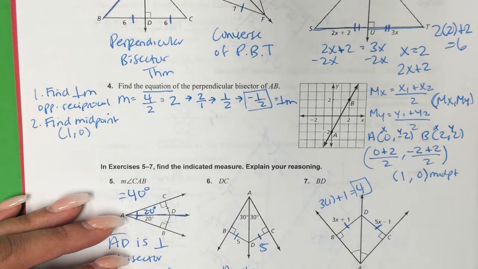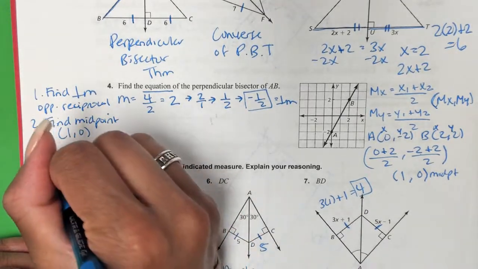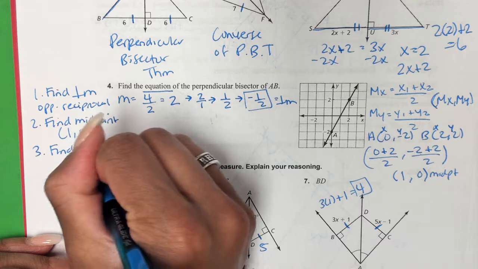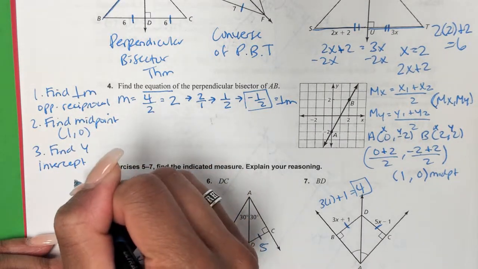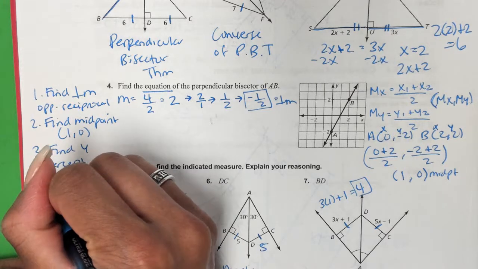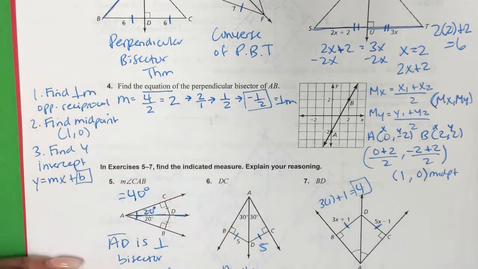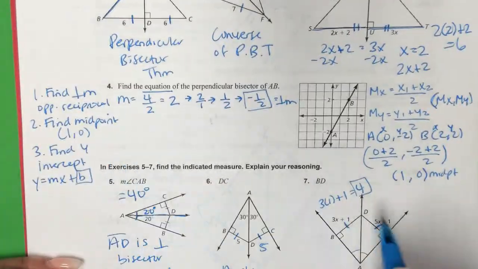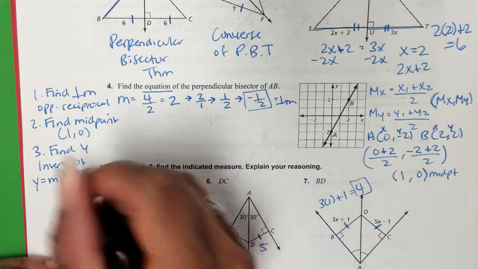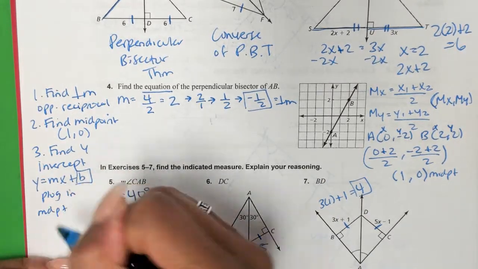So now my third step is to find the y-intercept. And the y-intercept is b in your slope formula. So I have y equals mx plus b. I need to find b to have my full equation. So what I'm going to do is take my midpoint and plug it in. So note to plug in midpoint.